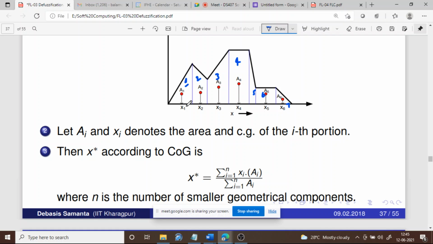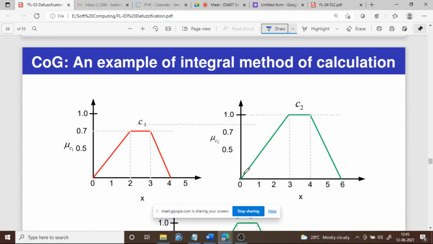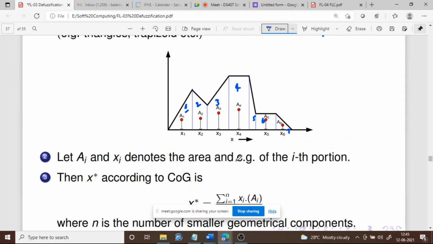So the value of x at which there is a centroid point will be the centroid location. For every area there will be a center of gravity, and for that center of gravity there will be an x associated with it. That is what this xi says, and this ai represents the area. So multiply this xi with ai and divide by the sum of all areas. And using the integral method also it can be done.